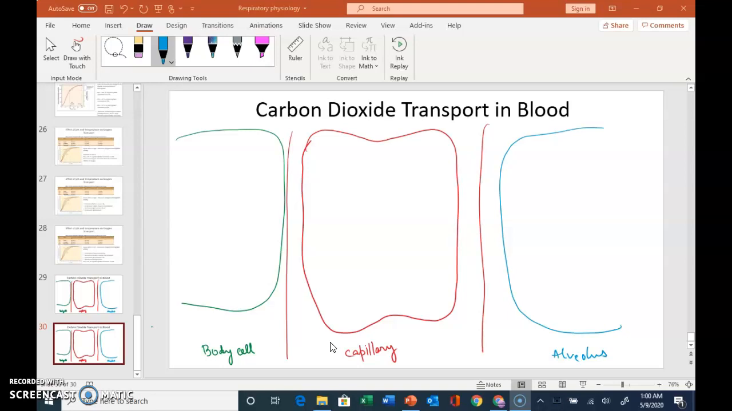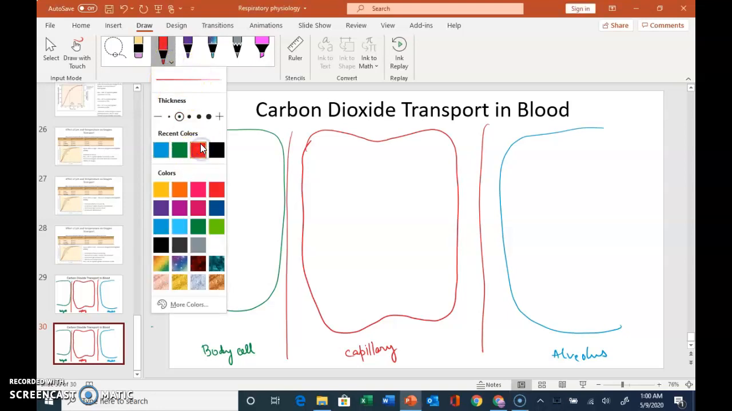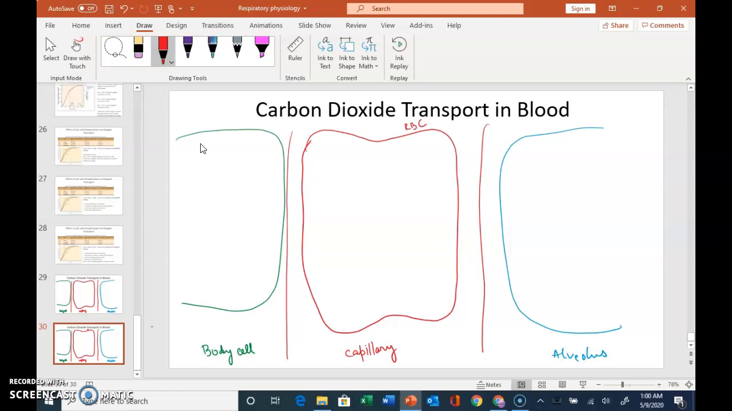So in green, you see a body cell. In red, you see a capillary. Inside a capillary, there is an RBC. My RBC shape is super weird because I just want to show you what's going on in there. That's why it's a huge RBC that I have drawn. And then in blue, I have an alveolus. So we will start with the body cell in the left and then move towards the right.